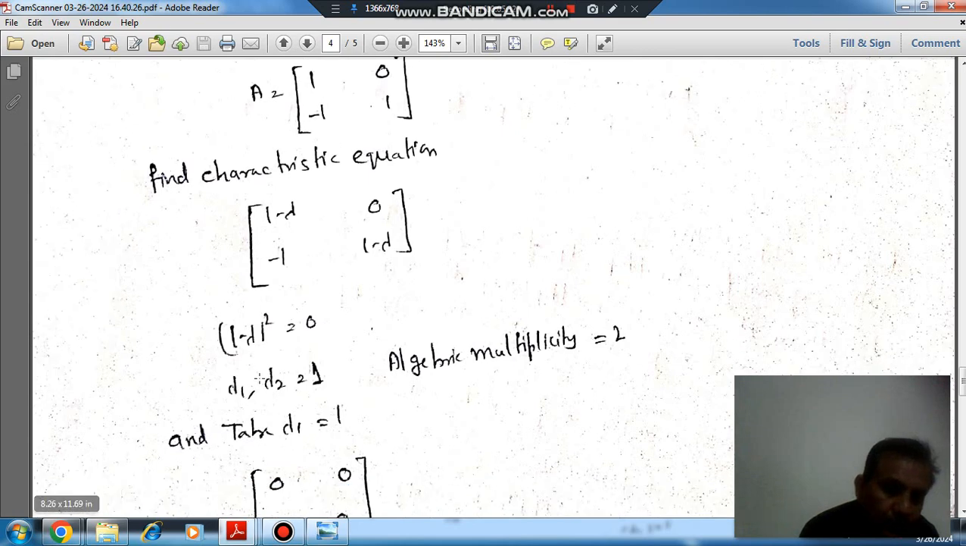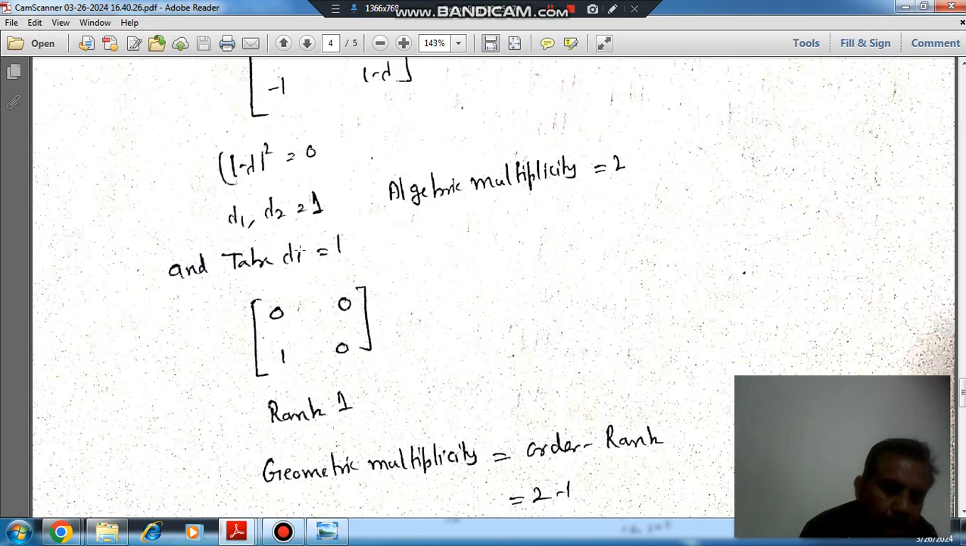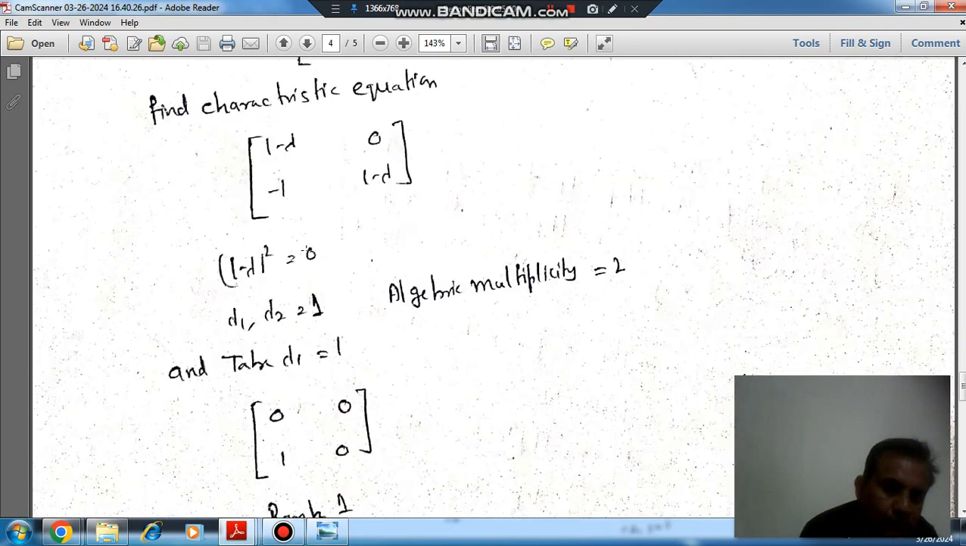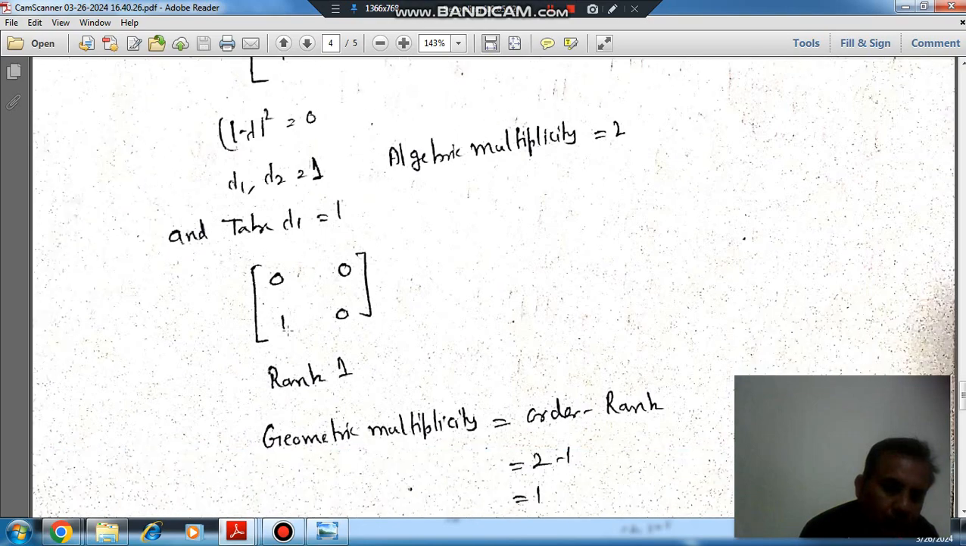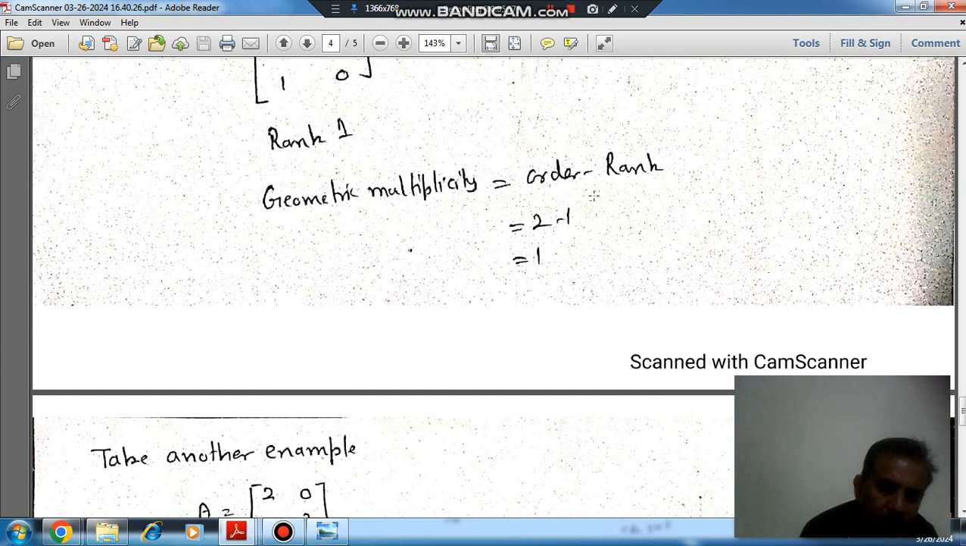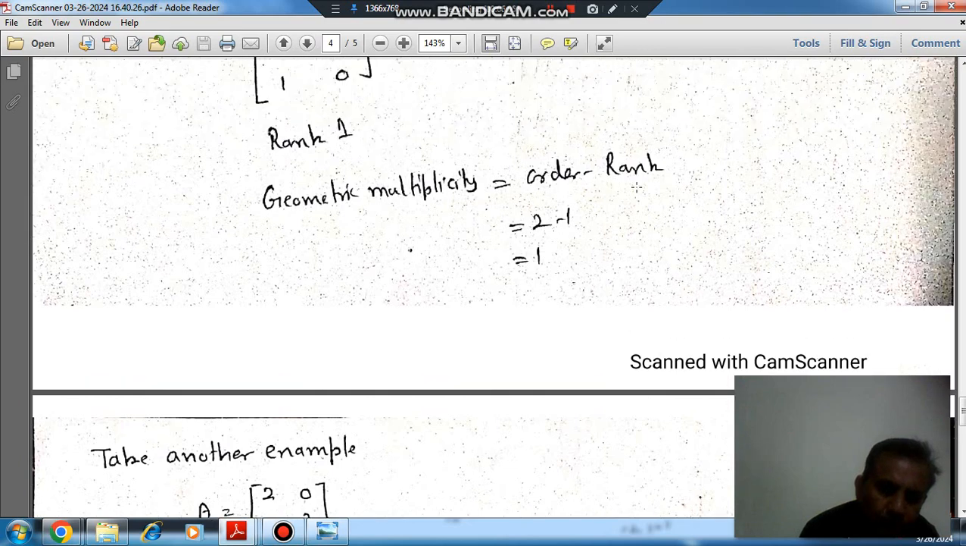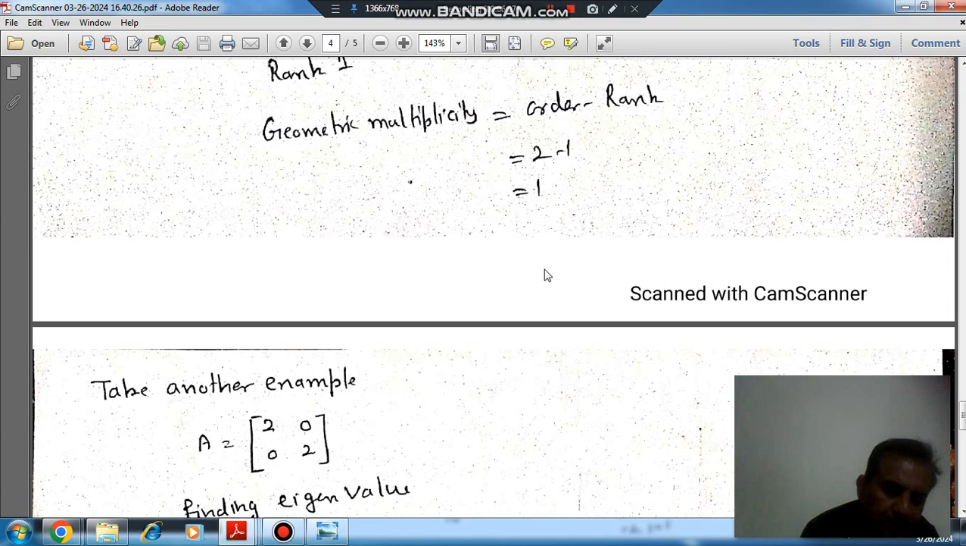Okay. So now because both are same, if we take lambda is equal to 1 and find out A minus lambda I, then it will be 0, this will be 0, this will be 0, this will be minus 1. So its rank will be 1, and geometric multiplicity will be 1. Because the order is 2 and rank is 1, so geometric multiplicity is 1.